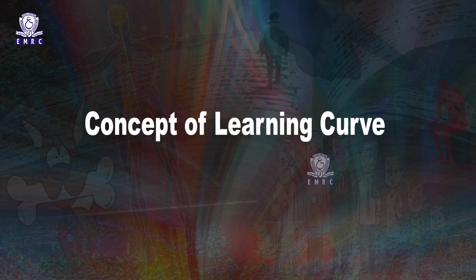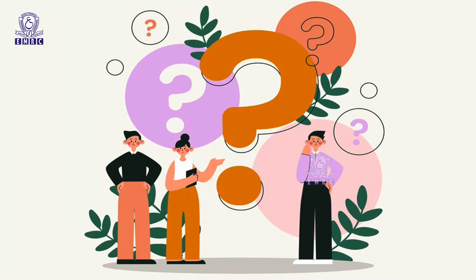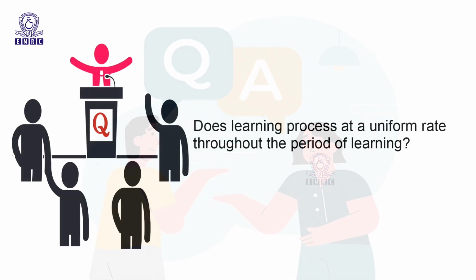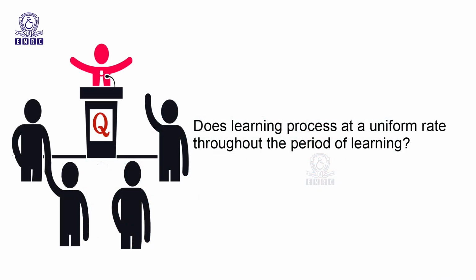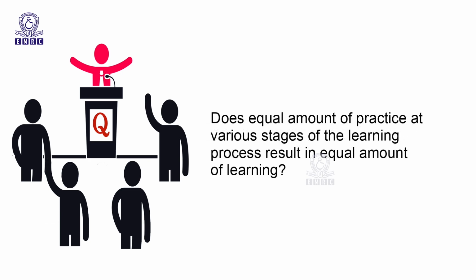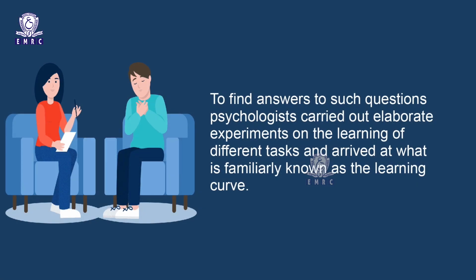The concept of learning curve. One of the earliest questions which attracted the attention of learning theorists was to study the course of the learning process. They were interested in answering general questions such as, does the learning process proceed at a uniform rate throughout the period of learning? Does an equal amount of practice at various stages of the learning process result in an equal amount of learning? To find answers to such questions, psychologists carried out elaborate experiments on learning of different tasks and arrived at what is familiarly known as the learning curve.